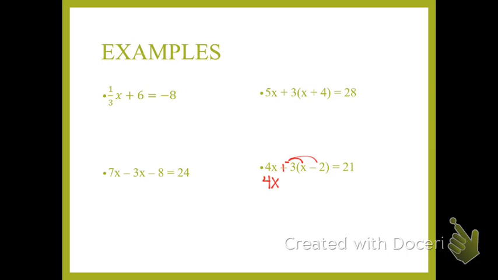So negative 3 times x is negative 3x. Negative 3 times negative 2 is positive 6. Combine your like terms. 4x minus 3 is 1x. Subtract 6 from both sides to isolate the variable. And my solution is x equals 15.